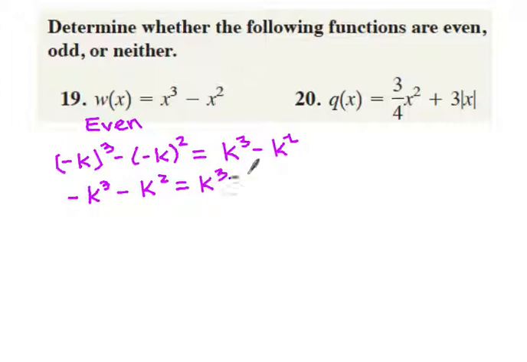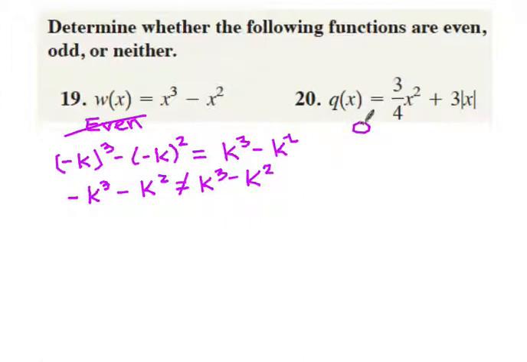Are these the same equation? Yes. Are those the same equation? No. So this negative out front is what's making this difference. So those are not the same, so this is not an even function. Then we can say, is it an odd function?